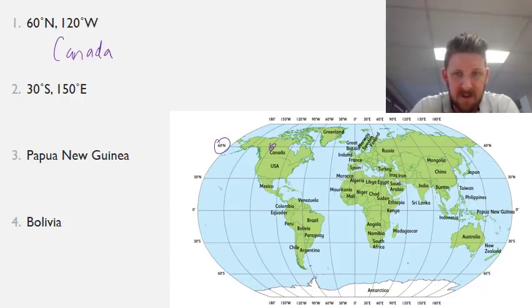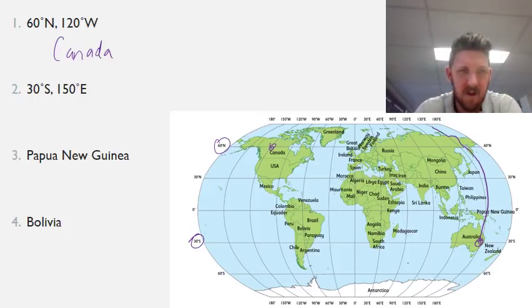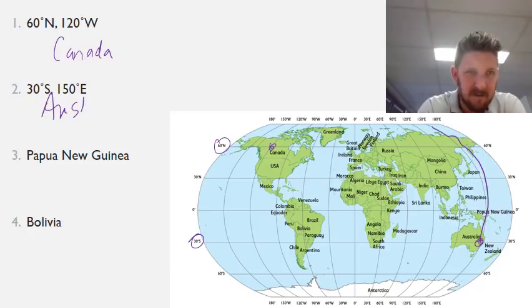If we're going 30 degrees south, here's 30 degrees south. We're going to go 150 degrees east. Let's go across here to 150 degrees east. Here's 150 degrees east. Remember, we need to follow the line. It bends out a little bit. There it is, 150 degrees. We're in Australia, great country, Australia.